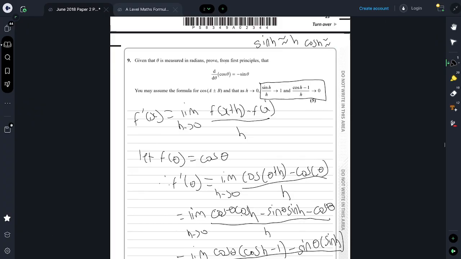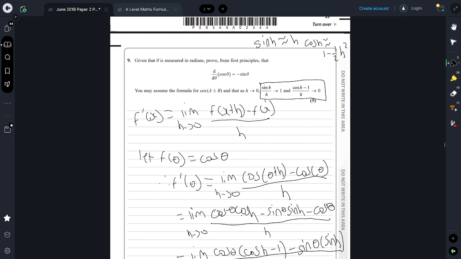Actually, let me write that down here. 1 minus a half h squared. Well, 1 minus half h squared minus 1, the ones will cancel out, so you'll be left with minus a half h squared over h, but that will just go to minus a half h, okay? And obviously, as h goes to 0, that will go to 0. Which means this goes to 0. So that's just a quick explanation.